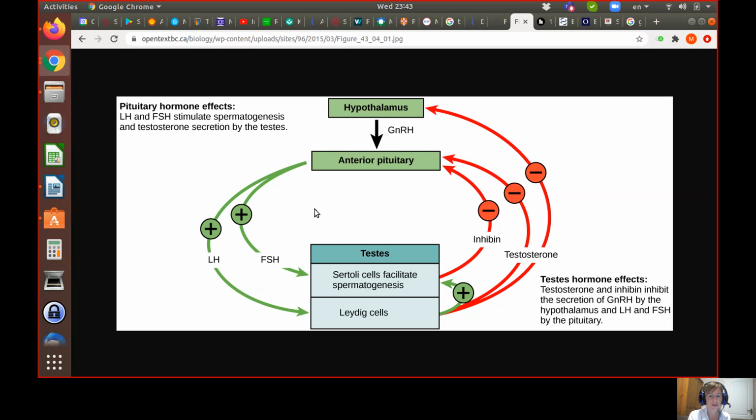Okay, I hope this is now a little bit clearer, and let me ask you again. What does GnRH stand for? Gonadotropin releasing hormone, perfect. What does FSH stand for? Follicle stimulating hormone. And what does it cause in men? Very good. The sperm production.